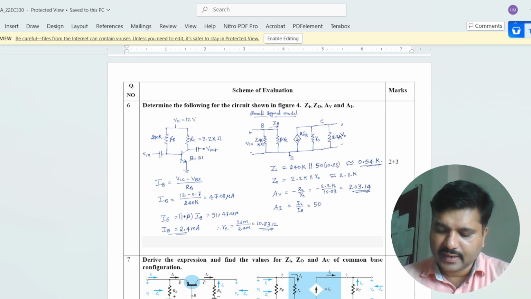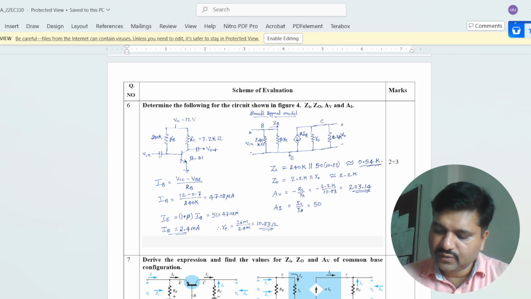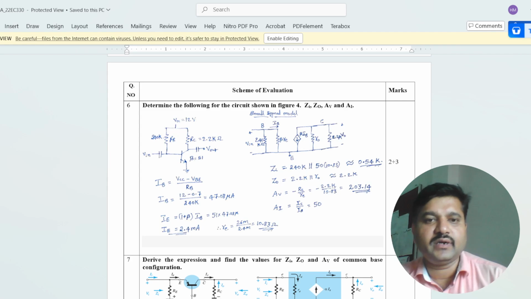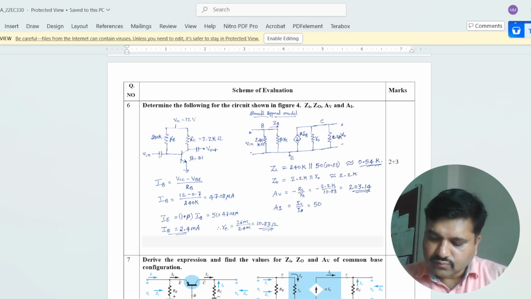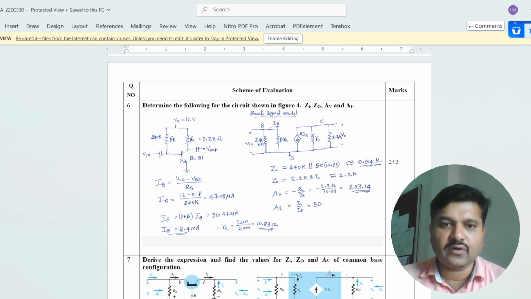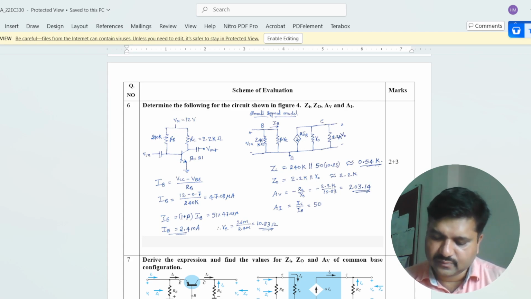Once I get my IB, I can calculate IC, which is beta times IB. Beta given here is 51. So 51 into IB, which is 47.08 microamps, is my IC. On solving this, I will get IC as 47 into 51, approximately around 2.4 milliamps. This itself will be your ICQ.